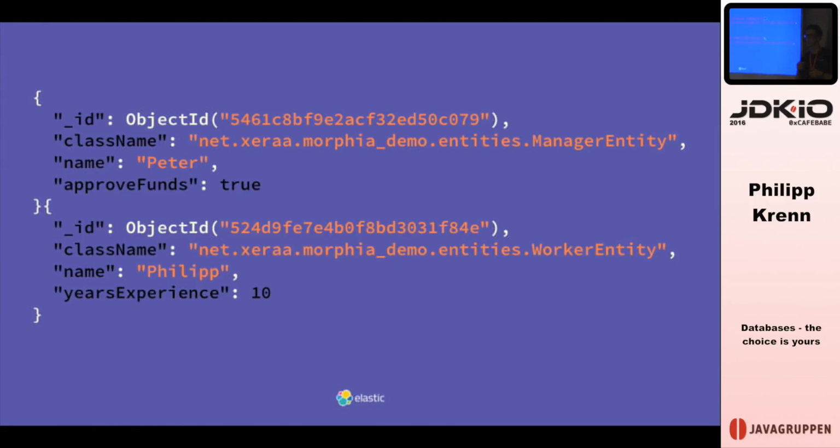But in general, this fits much better with the object-oriented world, where you just have your object, which maps nicely to your documents. You don't have any joins, you don't have any null values. It's just a better fit.